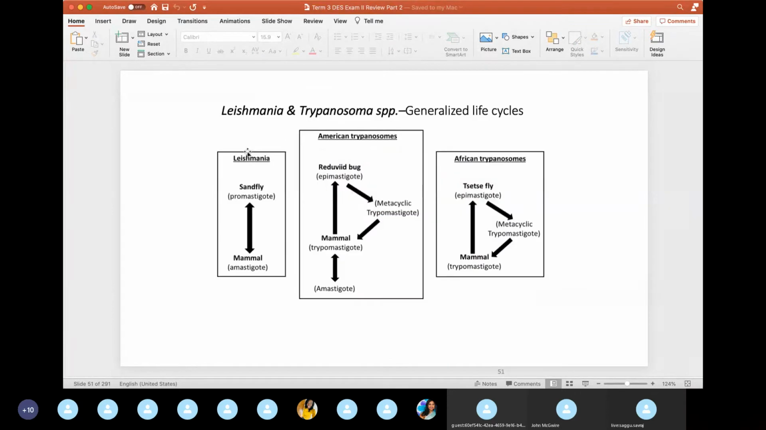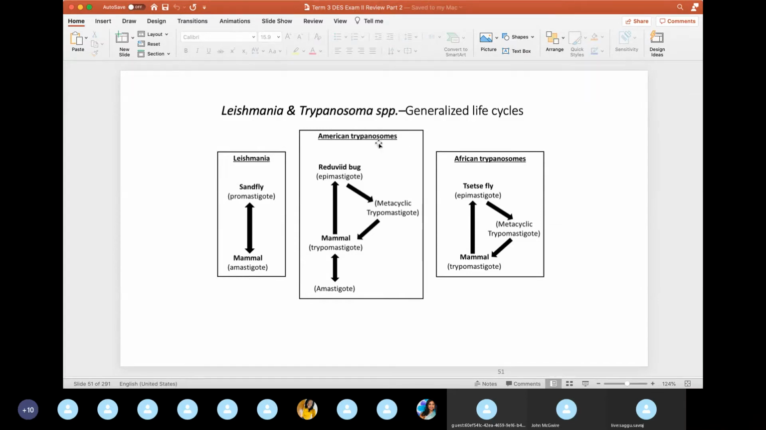Leishmania and trypanosoma. Put a star here. This is high yield. Leishmania via sandfly, promastigote. In the mammal, it's amastigote. Know the terms, basically. For the American trypanosome and the African trypanosome, different vector.